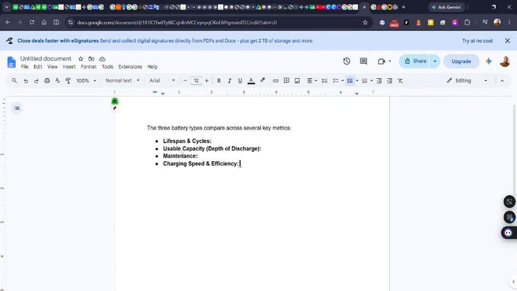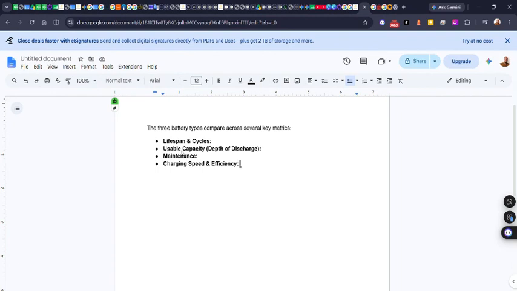But for tubular batteries, dry cell batteries or lead acid batteries, their depth of discharge is 50%, which means you cannot fully discharge them. They can only discharge 50% of their capacity. Which means if you have a tubular battery or dry cell battery of 2000 kilowatts, you can only use 1000 kilowatts of it.